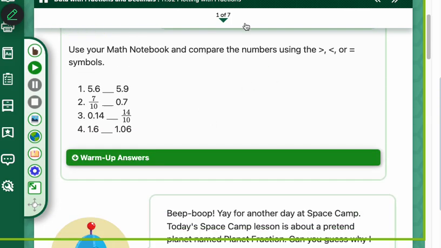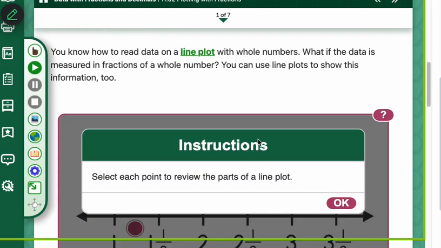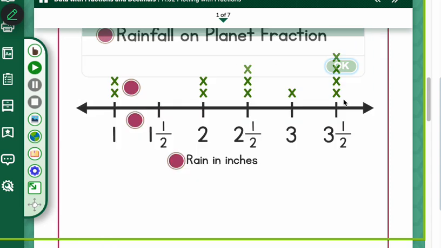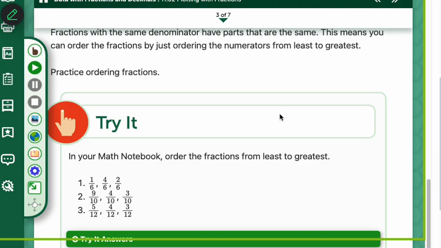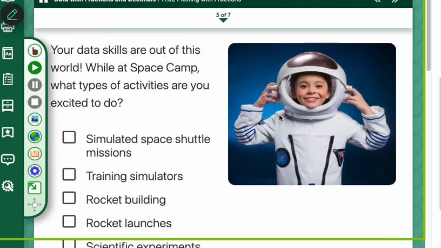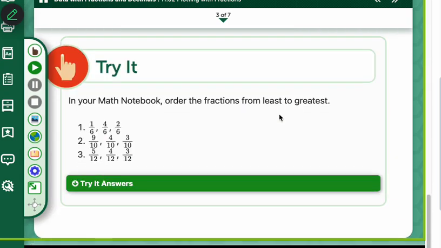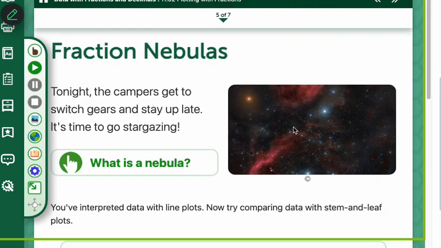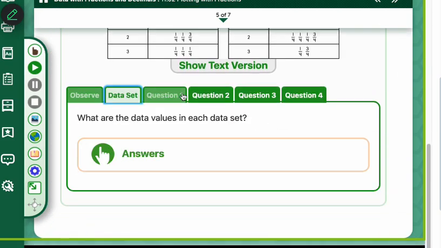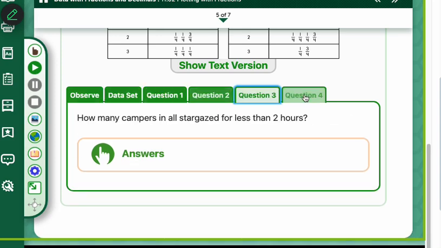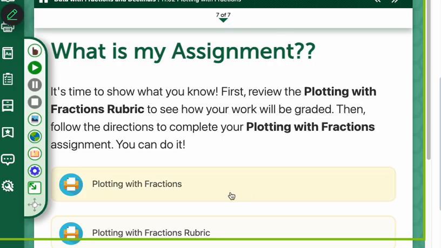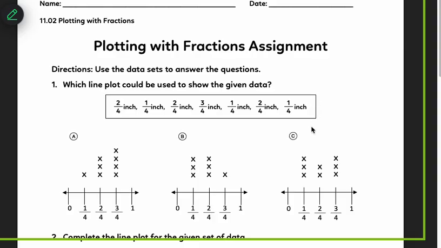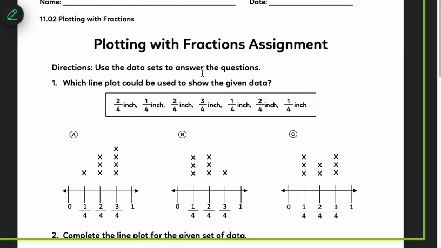You have some comparisons to review, greater than, less than, or equal to with our numbers and fractions on a number line. You have a review of some of these different line plots. As you continue, you're going to have some try it problems as you're going through. I suggest doing these in like your math notebook and journal. As you continue, when you get to this next set, you have information reviewing some various questions in regards to the lesson, and then on that last page, you have the assignment, plotting with fractions. Okay? Right here, it's 2 pages long.